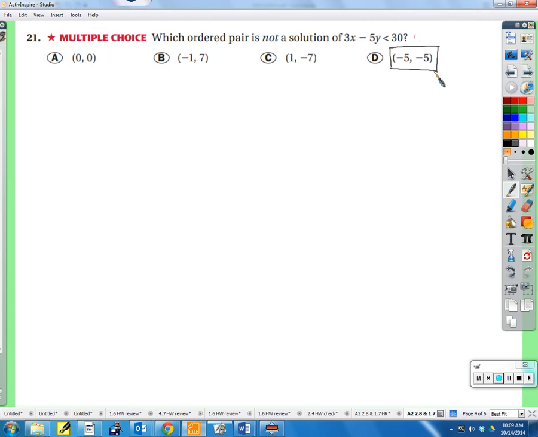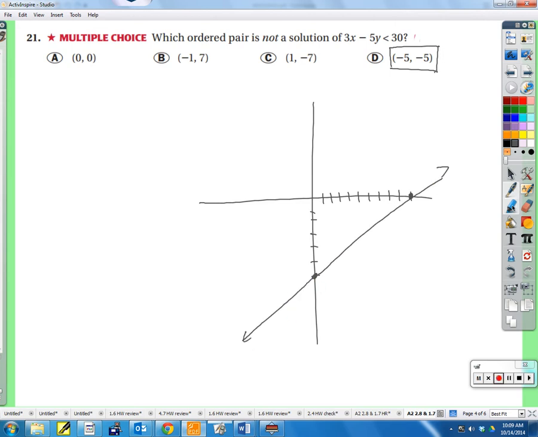What I did for that one is I just graphed the whole thing, and then plotting the points, they all end up pretty far away from the line. None of them are close to the line, so that's what I did. So you graph the whole thing: we put in zeros for x and y, we get 10 for x and negative 6. So we've got this line. Oh, but it should be a dotted line.